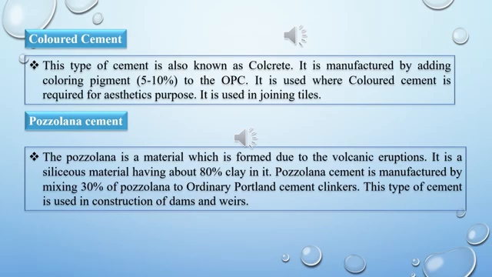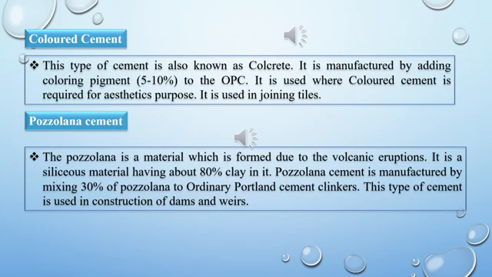Now the next one is colored cement. This type of cement is also known as coalcrete. It is manufactured by adding coloring pigments, 5 to 10%, to the OPC. It is used where colored cement is required for aesthetic purposes. It is used in joining tiles.